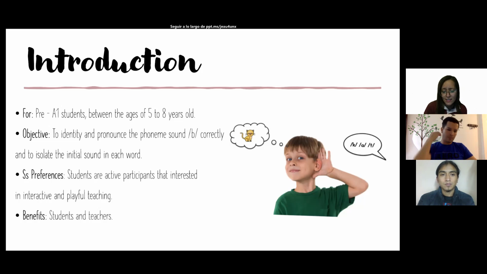In this lesson, different methods and approaches such as the audiolingual method, TPR, and multisensory approach will be included. Furthermore, the objectives of the lesson are for students to identify and pronounce the phoneme sound B correctly and to isolate the initial sound in each word. This instruction can be done in a 40 to 50-minute class depending on the school schedule.